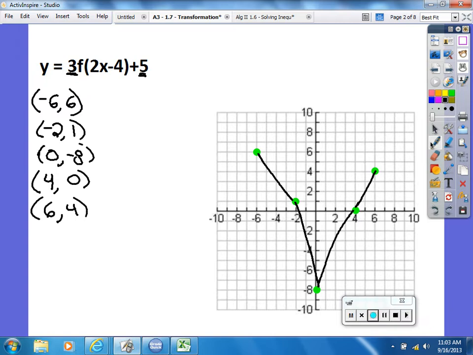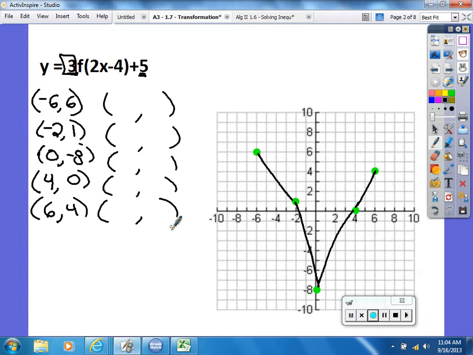Parentheses, exponents, then I multiply, right? So the first thing I must look at then is this 3, because my order of operations tells me I must look at that 3. So if 3 is on the outside, what did we write down in our notes to do if there was a number on the outside? Multiply what? The y's by 3, right? Okay, so I'm going to make a new set of ordered pairs here.